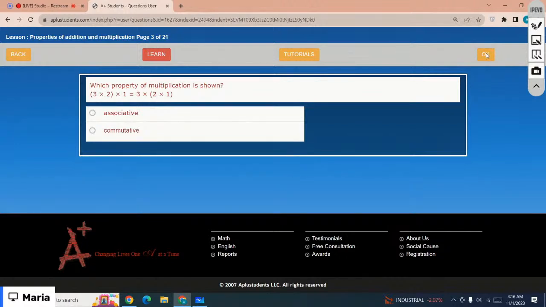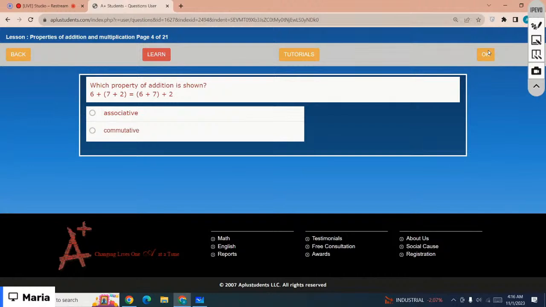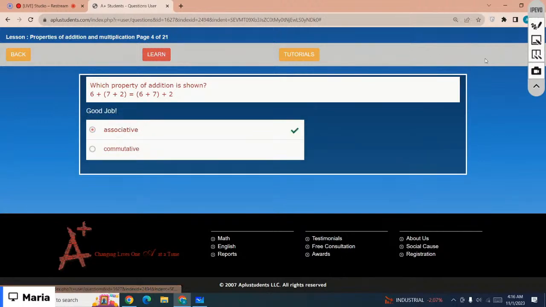Which property of multiplication is shown? Which is the correct option? That is the associative property of multiplication. Got it? Which property of addition is shown? Which is the correct option? Yes, that is the associative property, right? The correct option is associative.